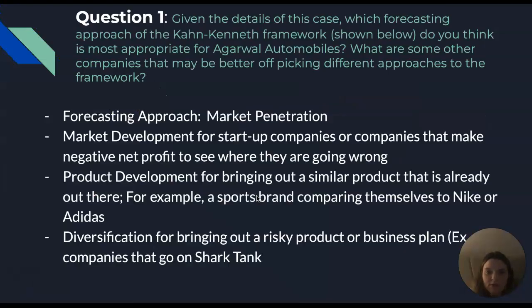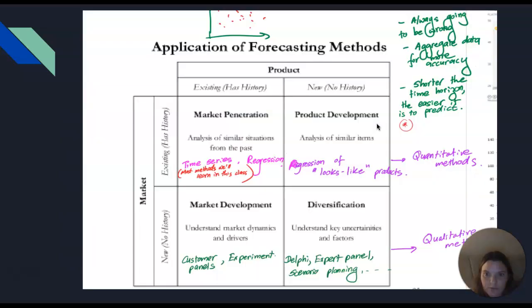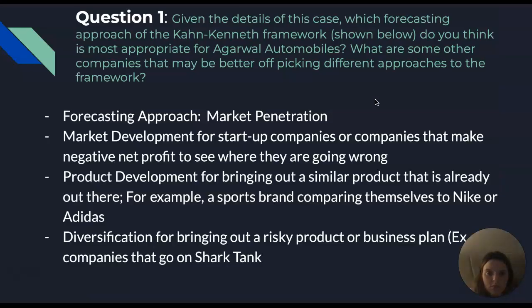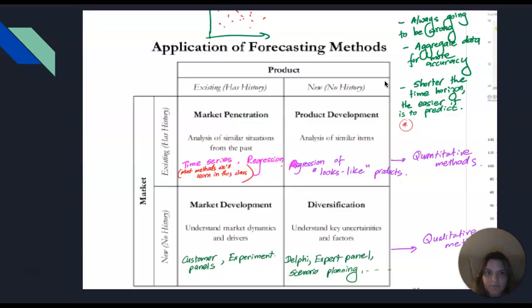Question 1. Given the details of this case, which forecasting approach of the Kahn-Kenneth framework do you think is most appropriate for Agarwal Automobiles? What are some other companies that may be better off picking different approaches to the framework? So I did add this, which I'll show you. This is just what is shown in the video and also on the file. So like market penetration, product development, market development, and diversification. For the one that I would choose for this, I would choose market penetration, which I'll go and explain.